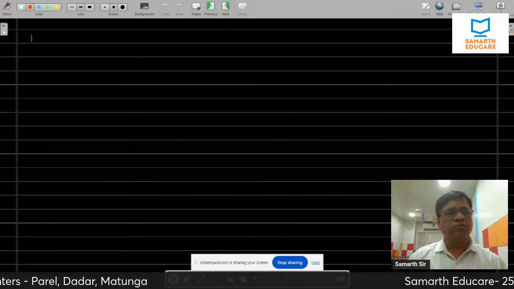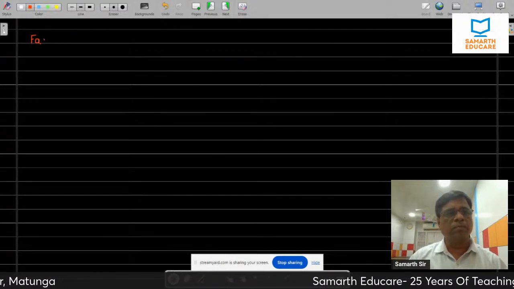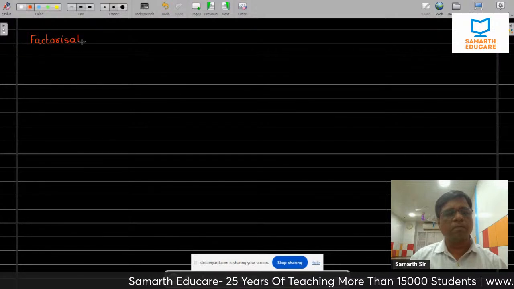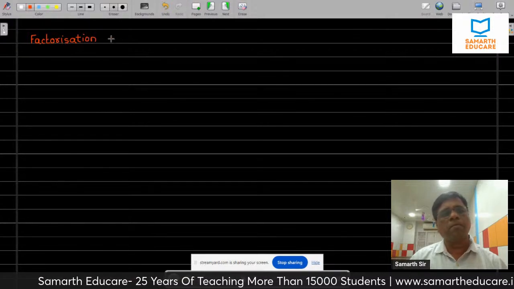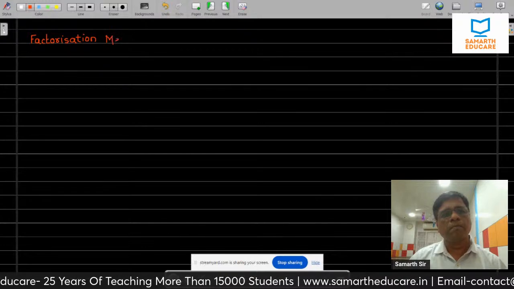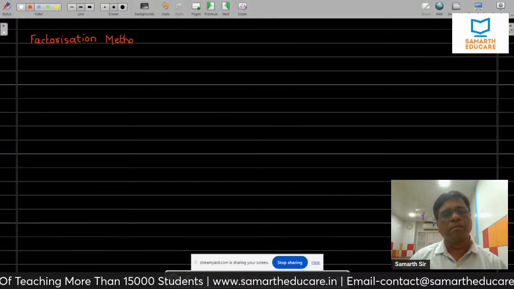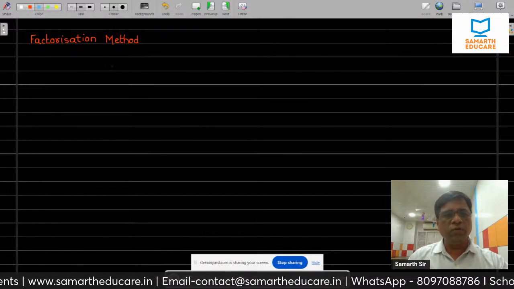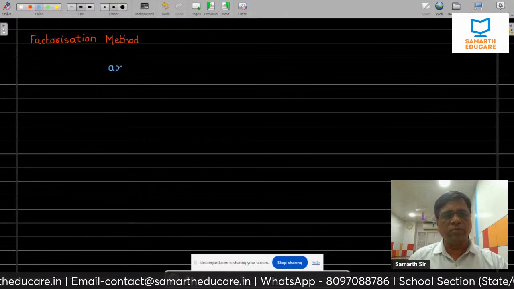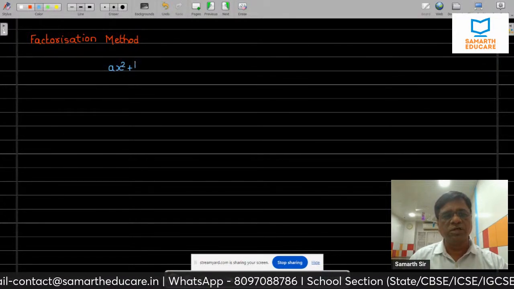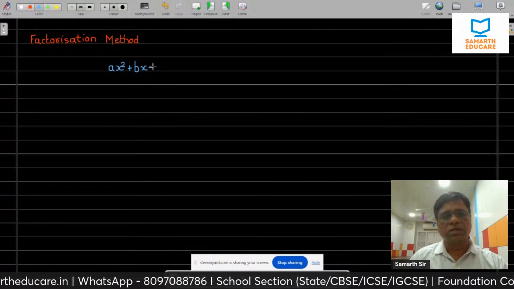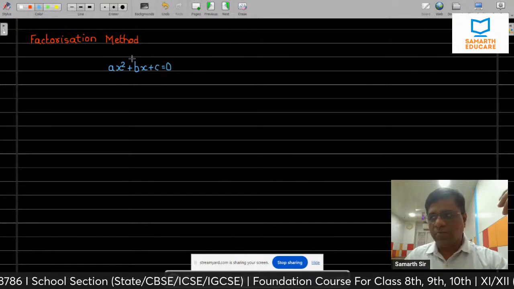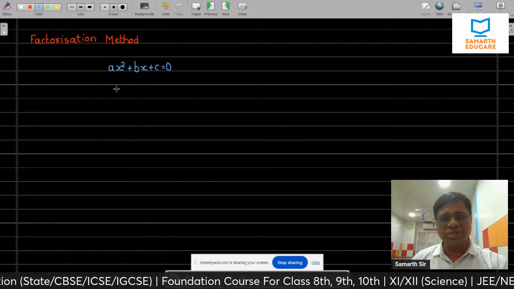So what is factorization? All right, so we know that quadratic equation is ax square, this is a standard form, plus bx plus c equal to zero.